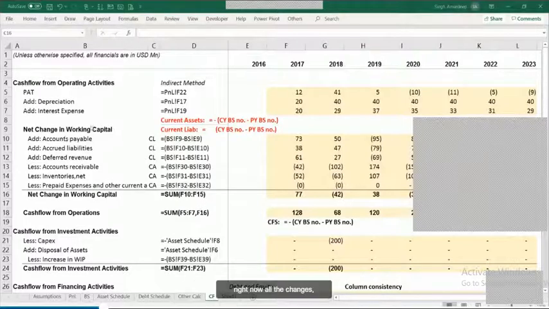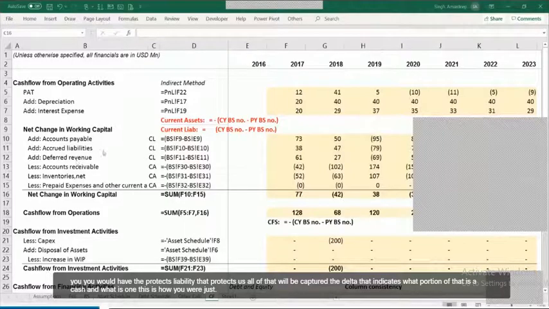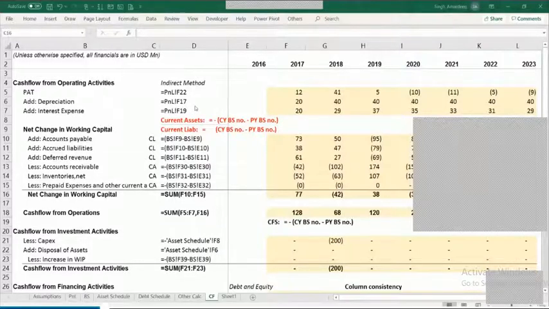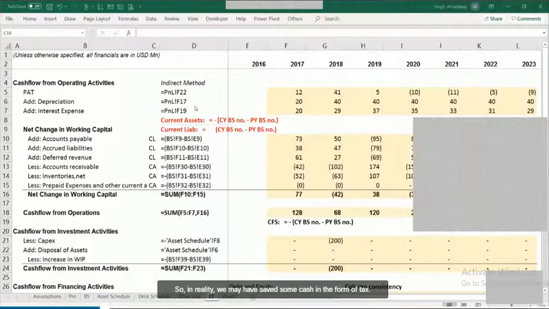So all the changes in the working capital have to be captured like that. You have accounts payable and accrued liability. Similarly, you would have deferred tax liability and deferred tax asset captured here. All of that would be captured with the delta, which indicates what portion is cash and what is non-cash. This is how you adjust for the tax components, because the tax figure that we take in the P&L, after which we compute the profit after tax, is more for book accounting. In reality, we may have paid some cash in the form of advance tax, which we haven't accounted for yet, so it needs to be captured. That's how it is going to be captured.